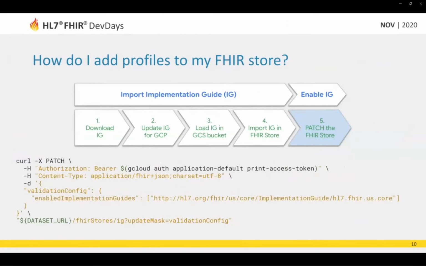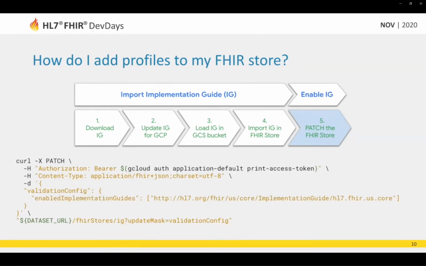Finally, we enable a particular implementation guide on the FHIR store. This is our way of saying that the FHIR store should be in conformance to the profiles in this implementation guide. Once you set the enabled implementation guides in the validation config, all of the profiles in that implementation guide will be enforced. That can be a little bit confusing, so we've created this flowchart that will demonstrate how we actually evaluate those.